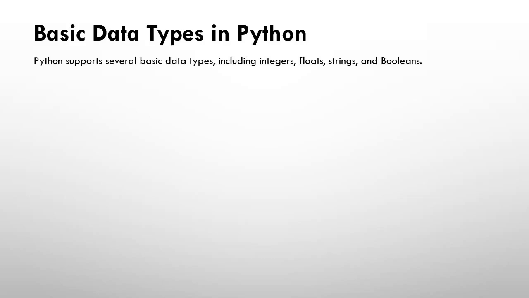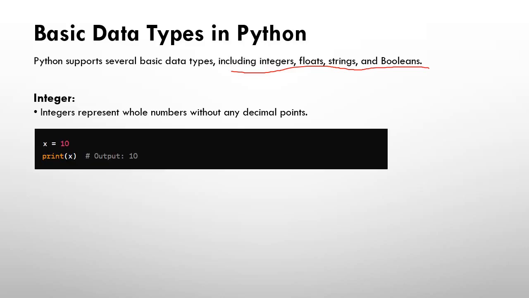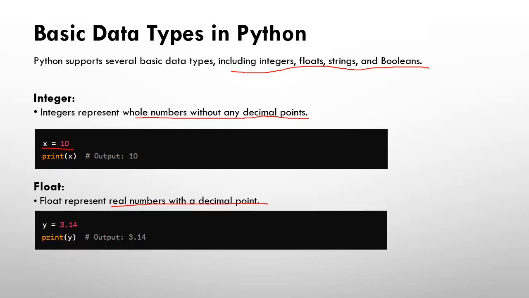Python supports several basic data types, including integers, floats, strings, and booleans. Integers represent whole numbers without any decimal point. This is an example where variable x stores an integer value 10, whereas float represents real numbers with a decimal point. Here, we can see that variable y holds a decimal value 3.14.